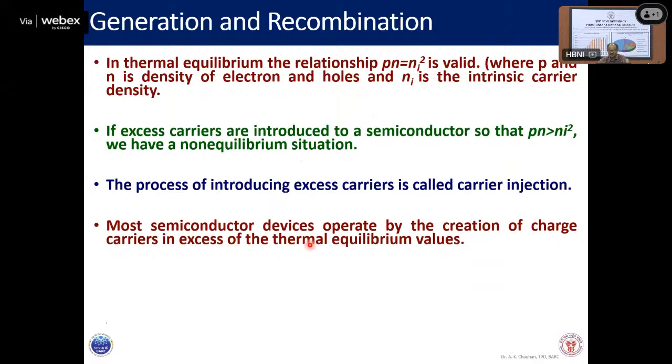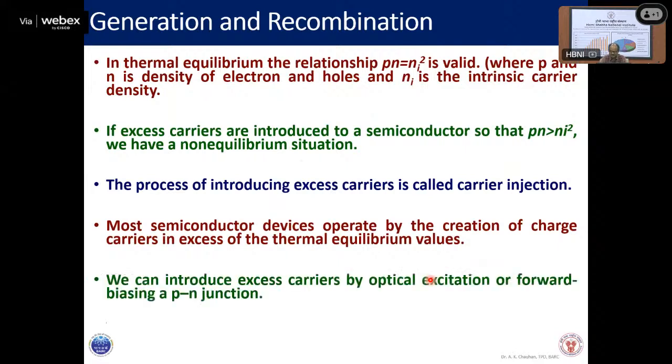Now carrier injection can be done in many ways. Most semiconductor devices operate by creation of charge carriers in excess of the thermal equilibrium value. We can introduce excess carriers by optical excitation or by forward biasing a p-n junction. In a p-n junction, if you illuminate it with a certain frequency of optical excitation, in that case electrons and holes will be generated.